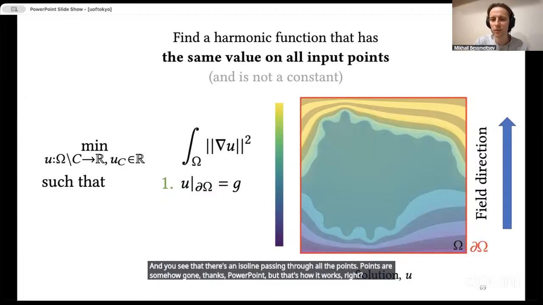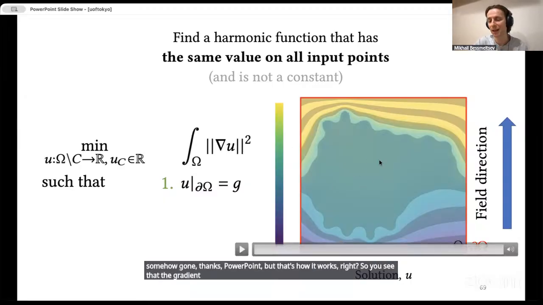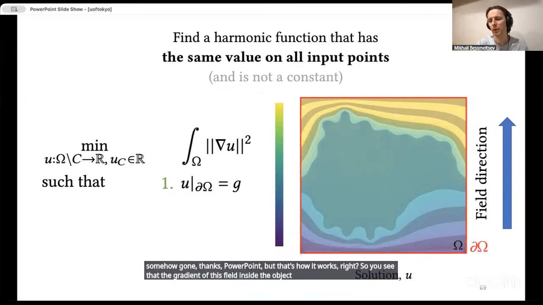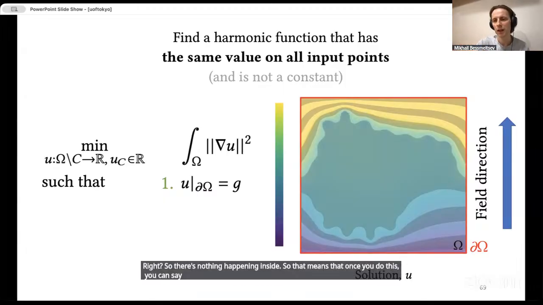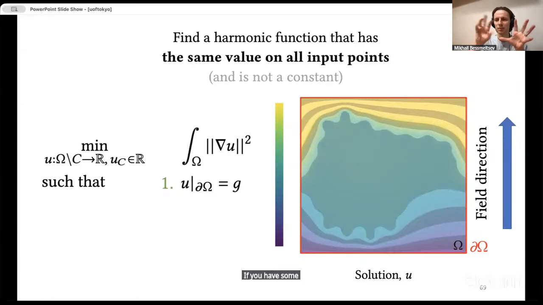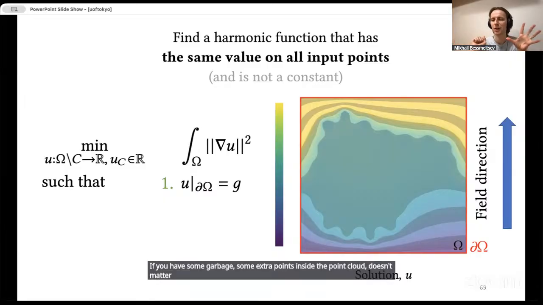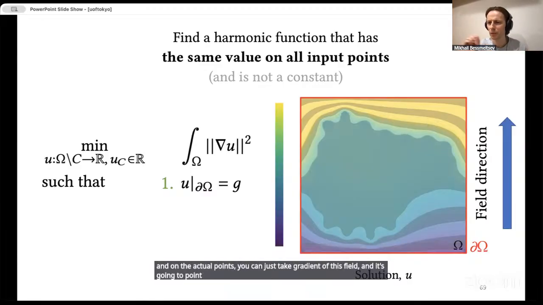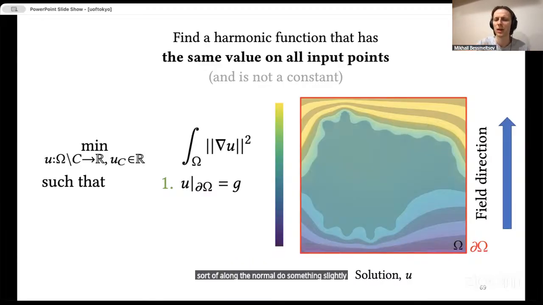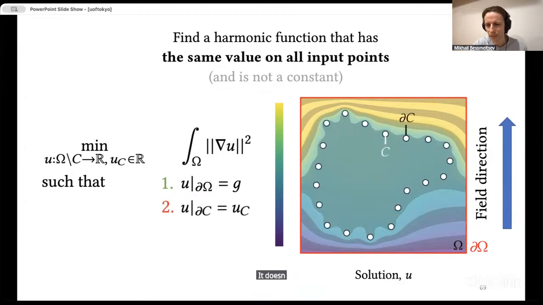So you see that the gradient of this field inside the object is now zero, right? There's nothing happening inside. That means that once you do this, if you have some garbage, some extra points inside the point cloud, it doesn't matter. It's going to get blocked, right? So you will get no normals inside. And on the actual points, you can just take the gradient of this field and it's going to point sort of along the normal. We'll do something slightly more complicated in the paper, but it doesn't matter.